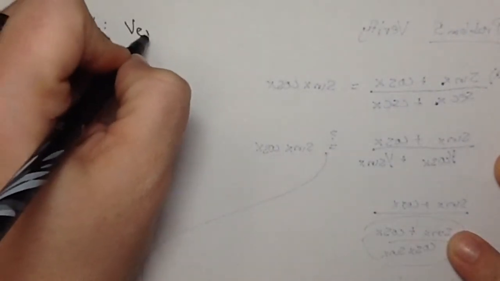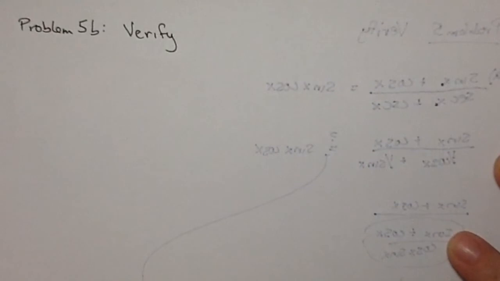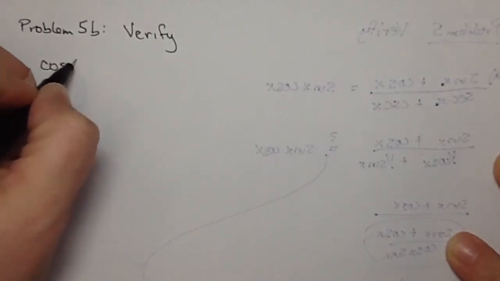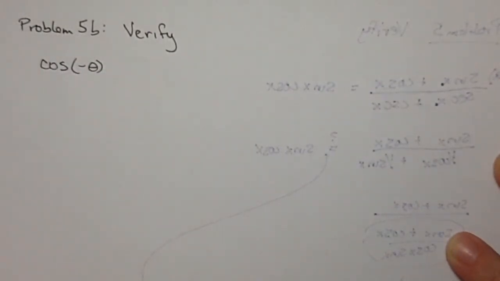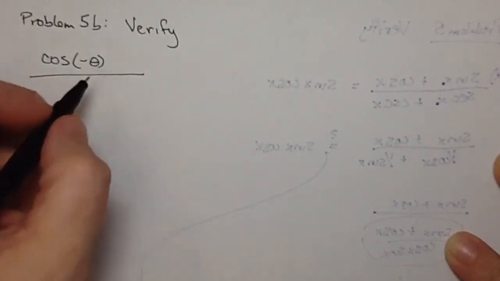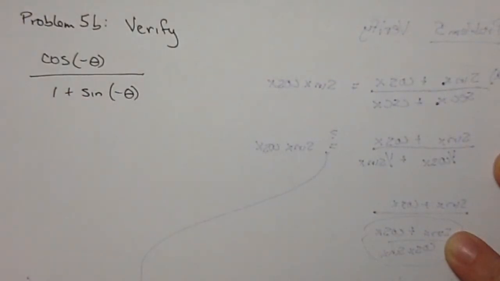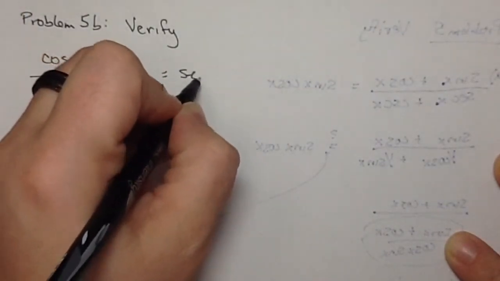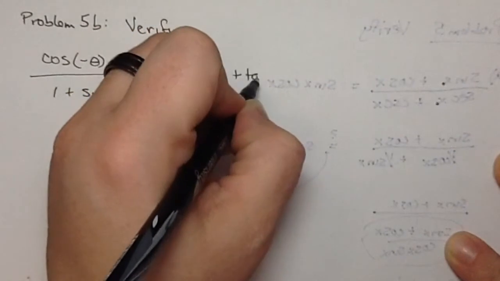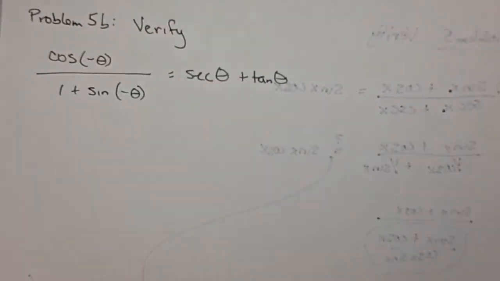So we've got problem 5B, which also asks us to verify. So we want to know that the cosine of negative theta over 1 plus the sine of negative theta equals secant theta plus tangent theta. Okay, well, let's see here. We must examine what's going on with sine and cosine.